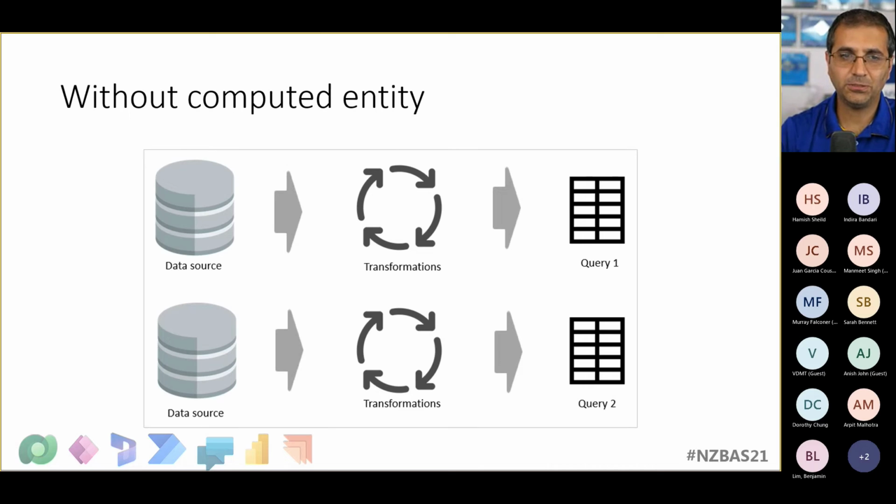First option is to use computed entity as much as you can. Computed entity is when you have a set of shared transformations between two tables and you put them in one table and then you reuse it in other places. So let's say I have this table, query 1, connecting to the data source, applying some transformations, then building this. Query 2, connecting to the same data source, applying some transformations, building this. Now, some of these transformations might be shared transformations, but in this case, they are processed totally separately.